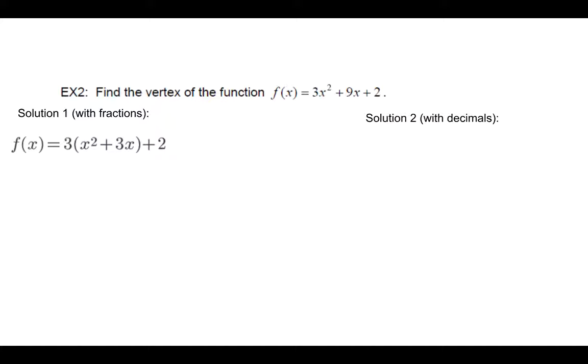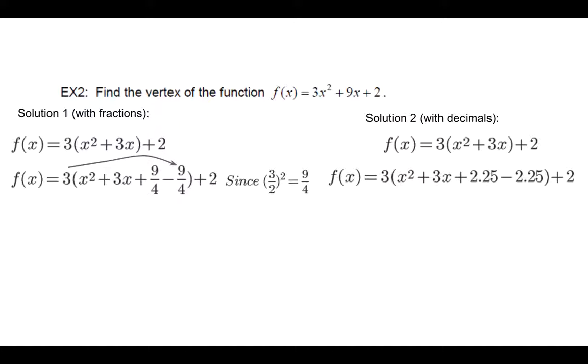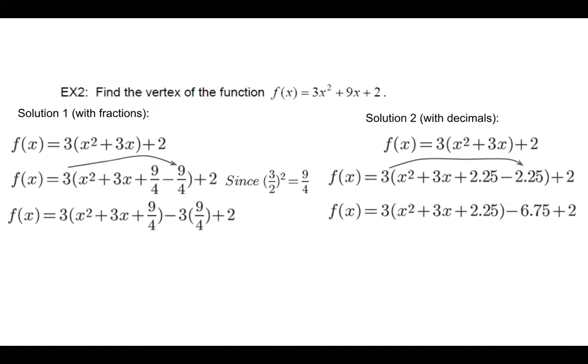So with fractions, we take out the 3 either way. Leave the 2 alone, it just stays on the outside. Half it then square it, so half of 3 is 3 over 2, and squared is 9 over 4. Half of 3 is 1.5, and squared is 2.25. So it's the same thing, it's just 2 1/4 instead of 9 over 4. Get the 9 over 4 out of there, it's really 27 over 4. Get the 2.25 out of there, it's negative 6.75.